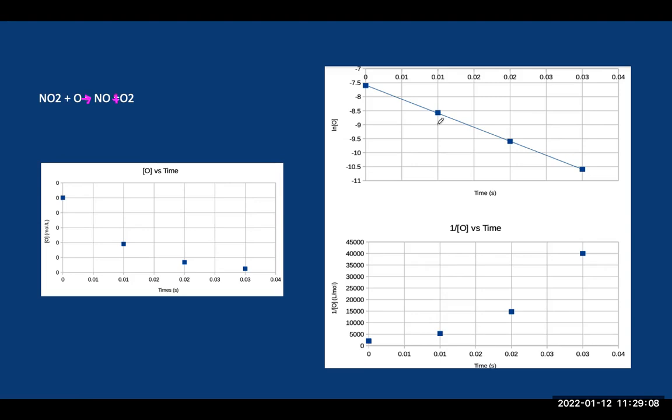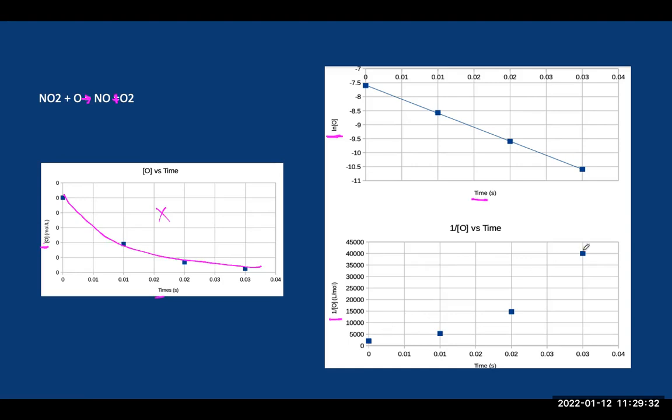He actually plots three graphs here: ln the concentration versus time, 1 over the concentration versus time, and the concentration versus time. We will check which one of them gives us a straight line. This one is a curve, not a straight line. If this one was a straight line, it would be a zero order, but it's not, so it's not a zero order.